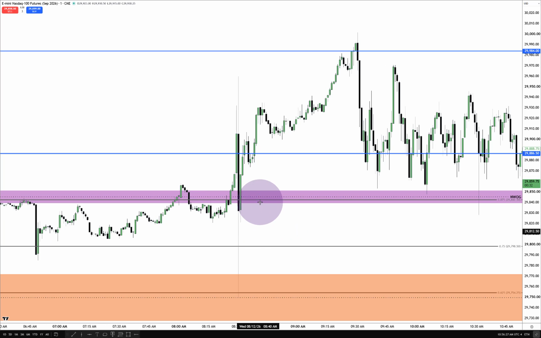So look what they did first. Okay, they rallied up to approach the level, and then anyone that's long, all through here, they get roasted, and then they come back down through the new week opening gap one more time.